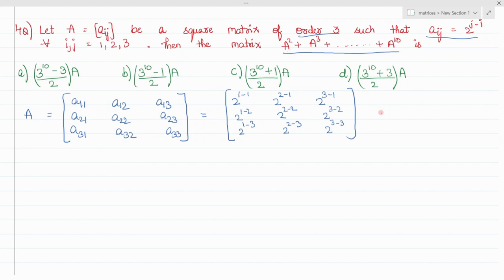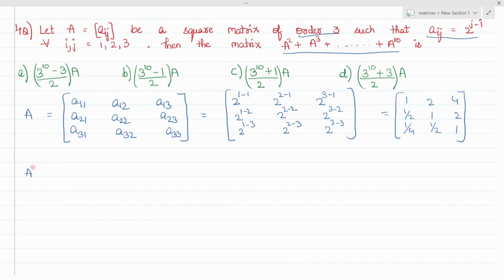Now we'll get 2 power 0, that is 1, 2 power 1, that is 2, 2 square, that is 4. 2 power minus 1, that is half, 2 power 0, 1, 2 power 1, 2. 2 power minus 2, that is 1 by 4. This is 1 by 2, and this is 1. So this is the matrix A.